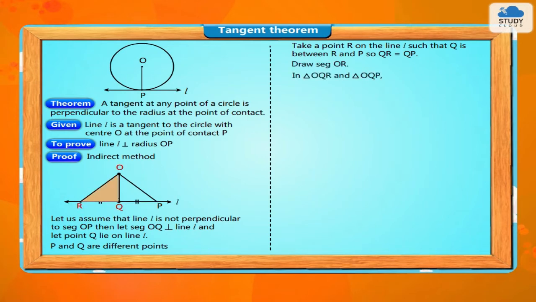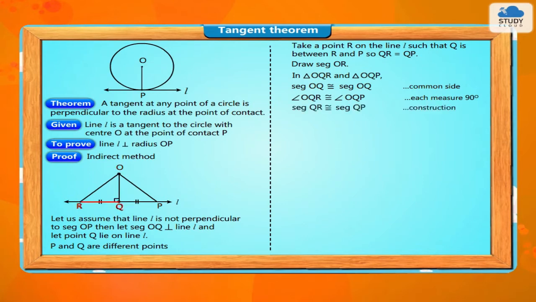In triangle OQR and triangle OQP, segment OQ is congruent to segment OQ. Angle OQR is congruent to angle OQP. Segment QR is congruent to segment QP. Triangle OQR is congruent to triangle OQP. Therefore, segment OR is congruent to segment OP. Therefore, OR is equal to OP.